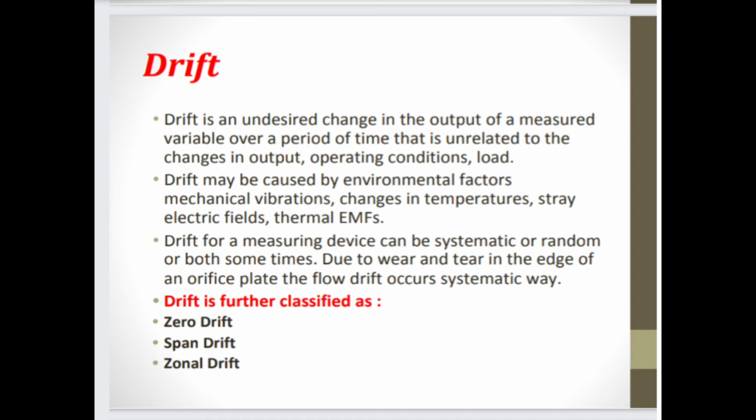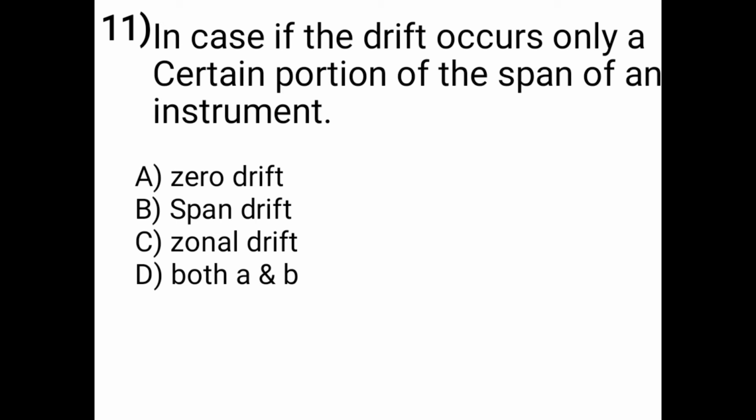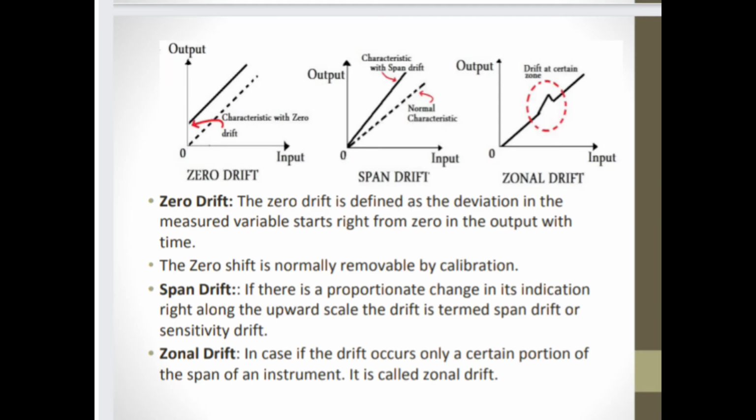The next question is: in case the drift occurs only in a certain portion of the span of an instrument, it is called what? Options are A, zero drift; B, span drift; C, zonal drift; and D, both A and B. The correct answer is option C, zonal drift. If the drift occurs only in a certain portion of the span of an instrument, it is called zonal drift. We see zero drift, span drift and zonal drift here in detail.